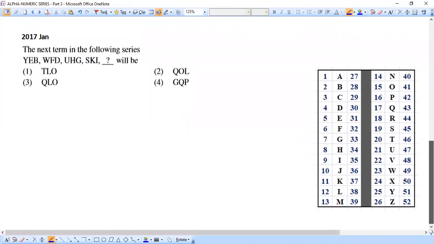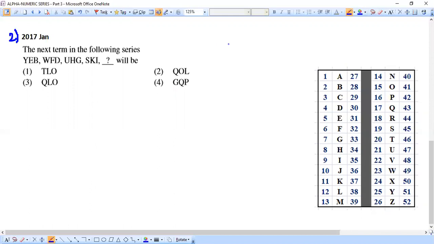So question number 2 is from 2017 January. I'll number this question. This is question number 2. So again, we'll go see the question. What is asked? Find the next term in the following series. Again, we have the terms, and see here each term has three letters. Is it or not? So as usual, like how we did the previous question, the same way we'll try to do this question also.